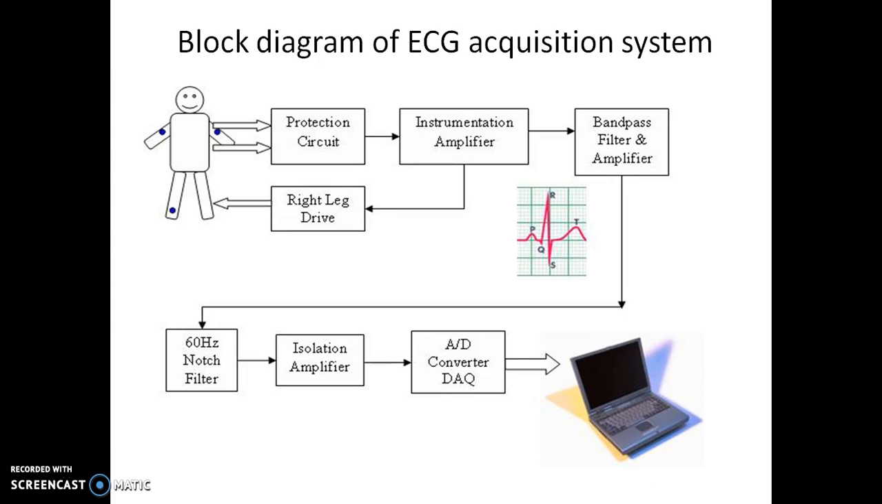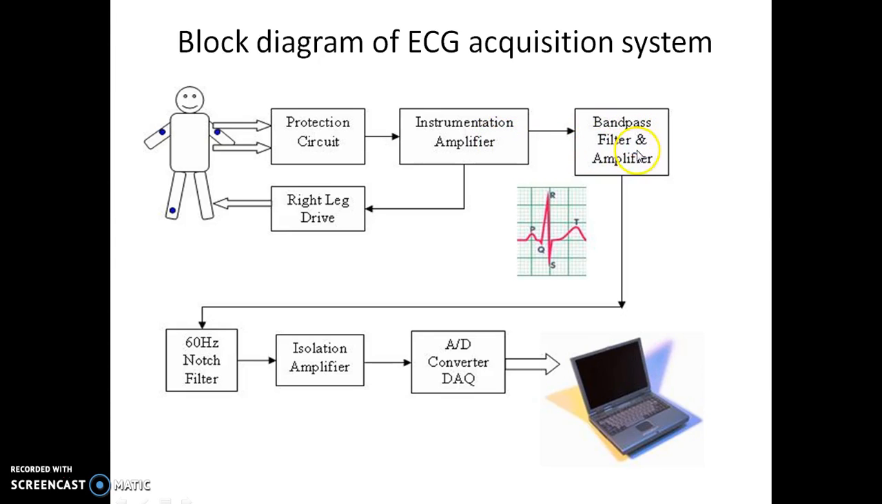If you see the block diagram of the ECG system, after the ECG is acquired from the patient through the leads, it is given to the protection circuit. The protection circuit protects the patient from experiencing any current shock, and also protects the circuits in the ECG from any short circuit. Then there is an instrumentation amplifier which amplifies the ECG signal, because the ECG signal voltage is very low, in the micro and millivolts. So they have to be amplified.